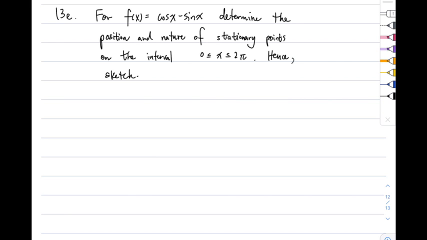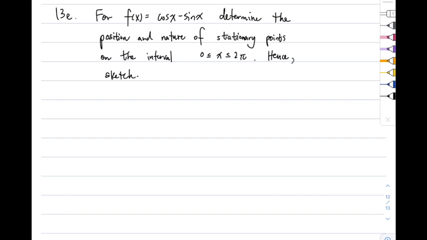Okay, so they give you a function f of x equals cosine x minus sine x. They want you to determine the position and nature of stationary points. So not only do you have to find the stationary points, you have to classify them. And they want you to do it in this interval, which is going to be important, the interval from 0 to 2 pi. And then they want you to sketch. Okay, so let's get into it.